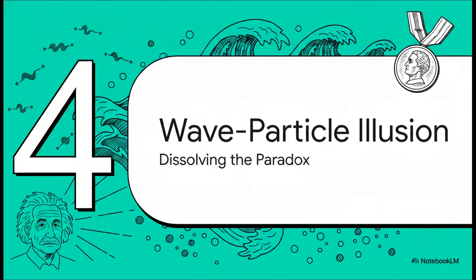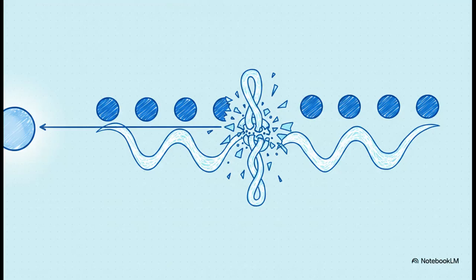Moving on to Section 4, the wave-particle illusion. This brings us perfectly to Einstein's Nobel Prize-winning work on the photoelectric effect, which set up the ultimate paradox of light. Traditional physics treats this as a massive, glaring contradiction. I mean, sometimes light acts like a localized, measurable particle. Other times, it acts as an extended, continuous wave. How on earth can it be both?